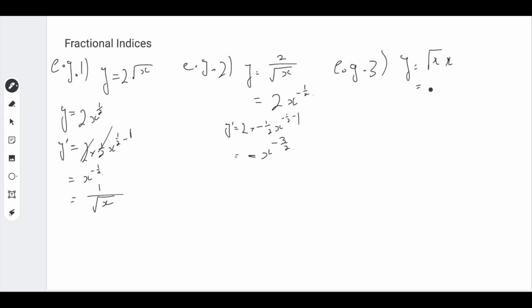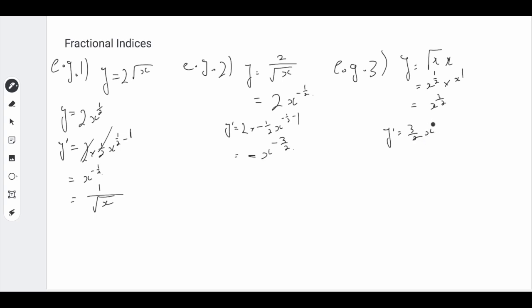Well, all we have to do is combine these x terms. So this is x to the power of half times x to the power of 1. And what do we do when we have the same base to the power of something? Well, we add their powers together. So we get x to the power of 3 on 2, right? 1 plus a half.